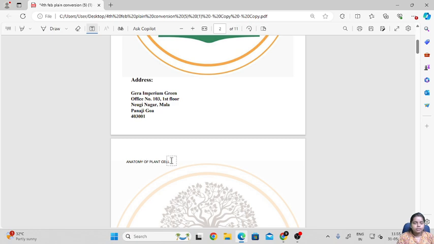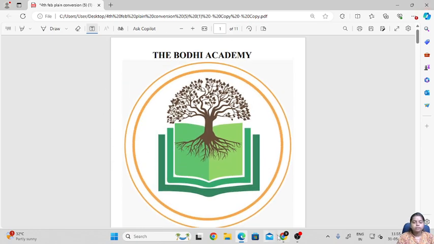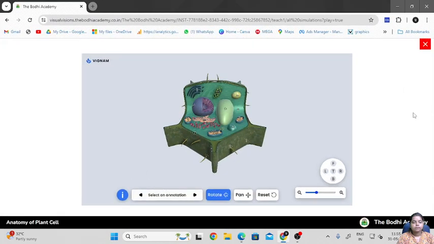The anatomy of a plant cell. Okay, so let's start with it. Here is the anatomy section that is given of a plant cell. We'll now see what each and every part of the anatomy of a plant cell indicates and what the function of it is.